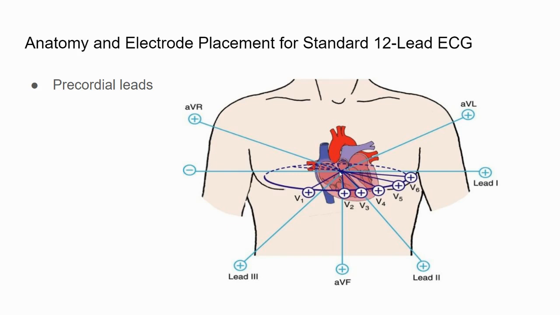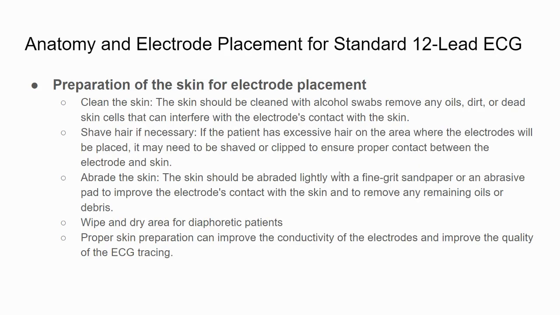Okay, so just in summary, the precordial leads provide a view of the heart's electrical activity from the front of the chest and are unipolar leads, with each lead recording the electrical activity of the heart relative to a central reference point. And understanding the placement and corresponding areas of the heart recorded by each precordial lead is crucial for accurate interpretation of the ECG.